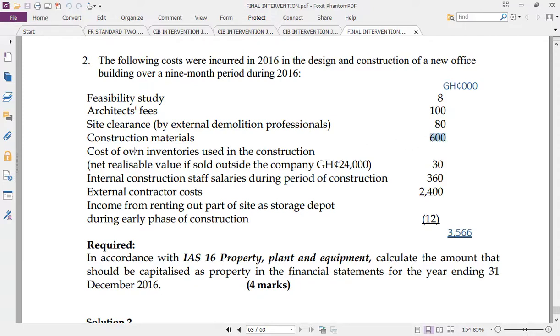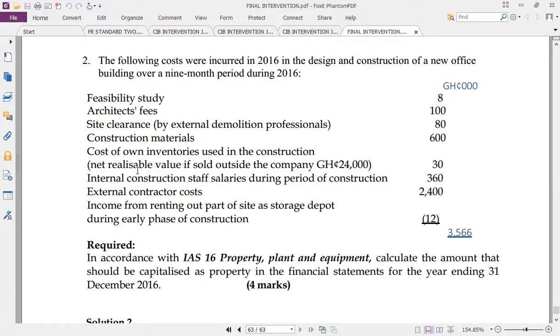The next one is cost of own inventory used in construction. Their cost is 30,000. Meanwhile, the NRV is what? 24,000. So which one do you use? Yes, it must be part, but you have to use the NRV, right? Perfect. You have to use the 24,000. I like that. So therefore, if I should end here, 180,624, not the 30. Great. Let's continue.